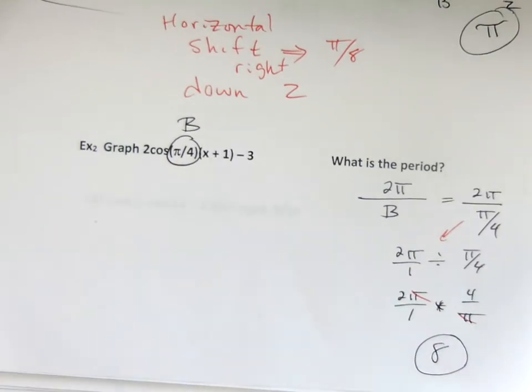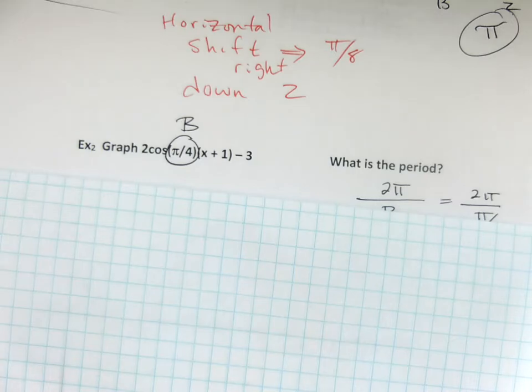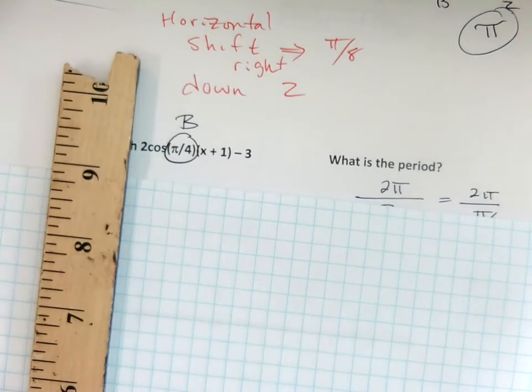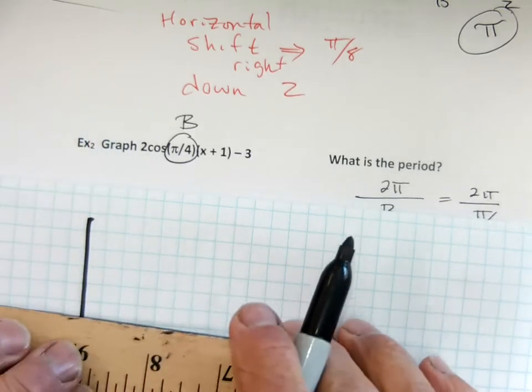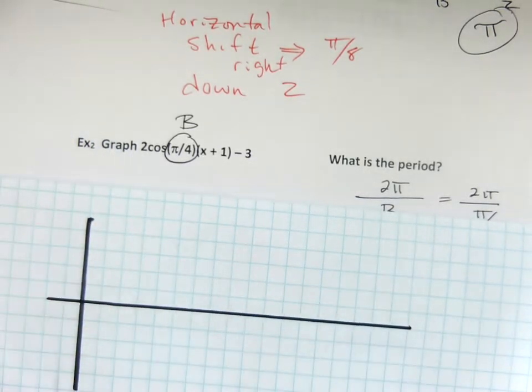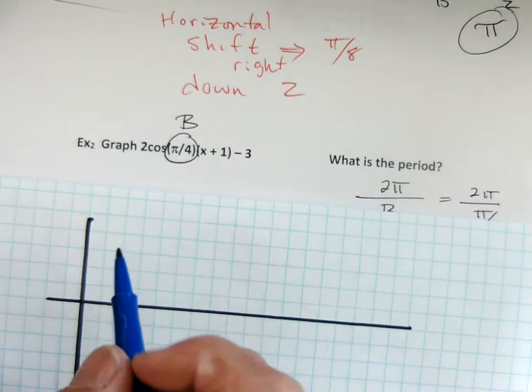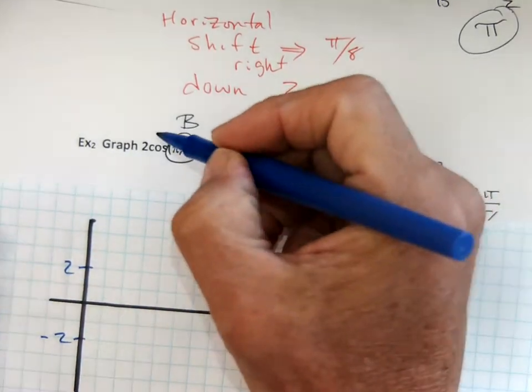So when I do my graph, okay, when I do my graph, I'm going to go ahead and put my x, my y-axis down, okay. I know an amplitude of 2 and negative 2. Okay, everybody agree with that? There's my amplitude.